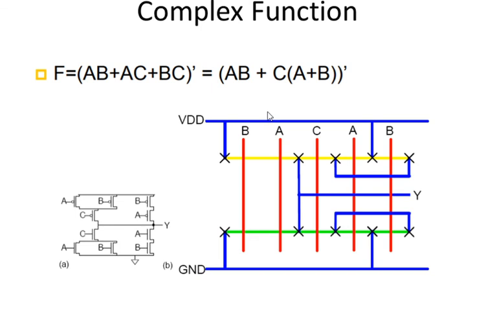This is an example of a complex function. The function is f equal to ab plus ac plus bc. If possible we can minimize the given expression and then draw the stick diagram. So the expression is simplified into (ab plus c(a plus b)) whole bar. This is also a complement function. You know the static CMOS implements only complement logic expressions. So this is the diagram for this complex function.